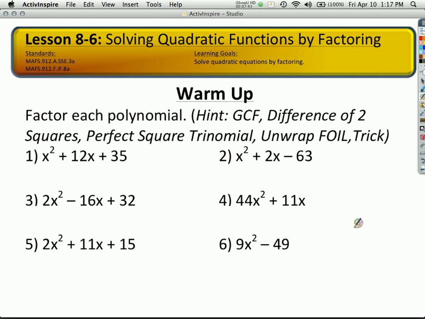X plus 5 and x plus 7. So, x plus 5 times x plus 7. Remember, this is a multiplication problem. Each expression is a factor. X plus 5 is a factor, x plus 7 is a factor, and we're multiplying them to get this expression.